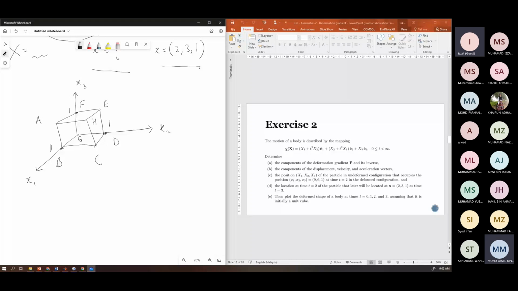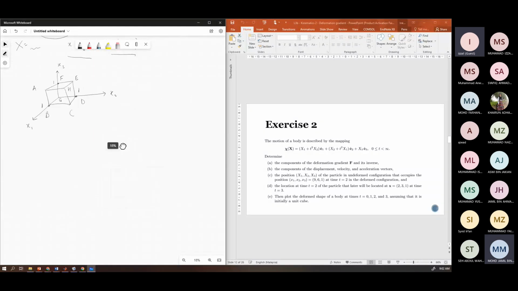And then what you need to do is find the new position of each point at each time here. So maybe you can make a table to make things easy. Okay, so at time 0, point A, the coordinate of point A is 1, 0, 1.